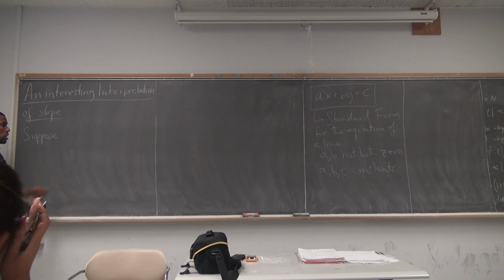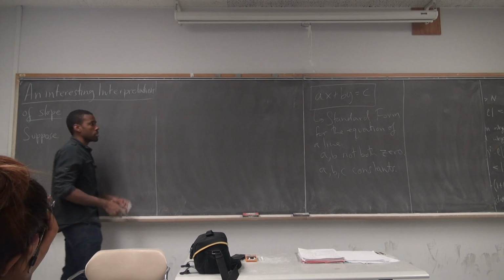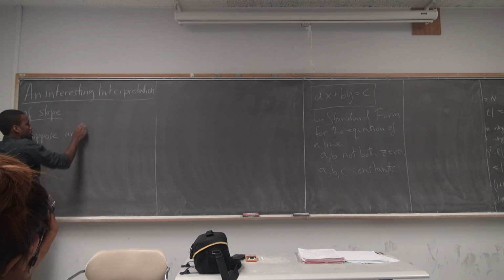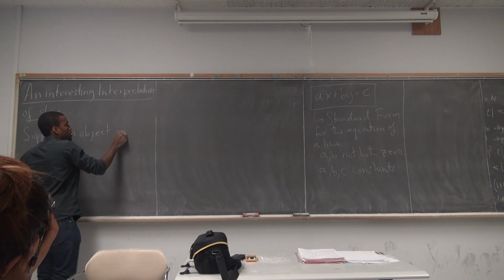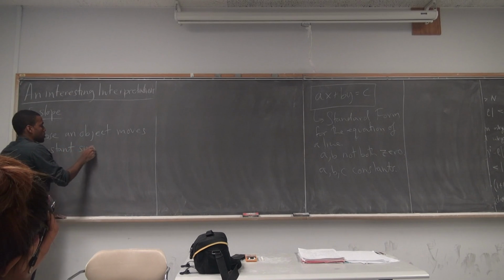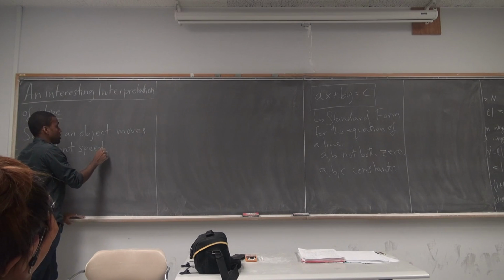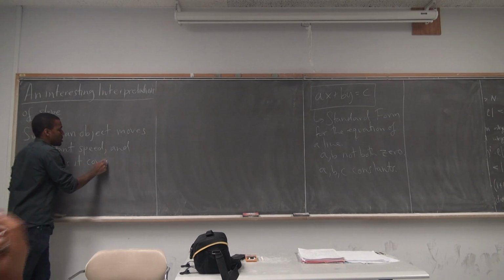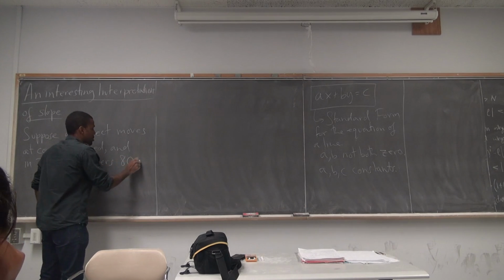You're going to want to think of it a lot more generally than just a measure of the steepness of a line. It actually means something. Let me illustrate with an example. Now this object could be a car or Superman or whatever. It's moving at a constant speed. And in 2 hours, it covers 80 miles.